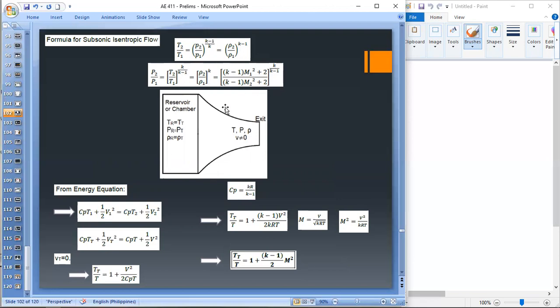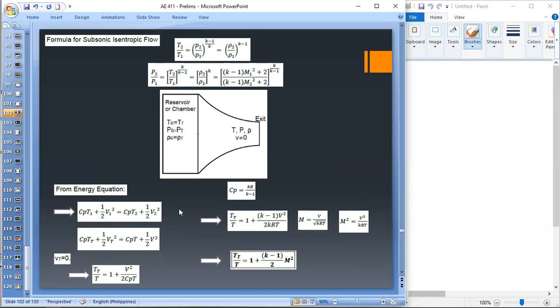So where does that come from? It comes from the energy equation for compressible flow. We have specific heat at constant pressure times temperature 1 plus 1/2 V1 squared equals Cp T2 plus 1/2 V2 squared. That comes from the energy equation, our enthalpy, our Bernoulli's. As I said in our last module or lesson, the concept is used so that it can be applied to compressible flow. So it is derived and equated here.